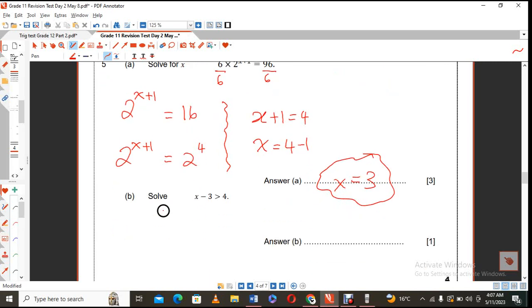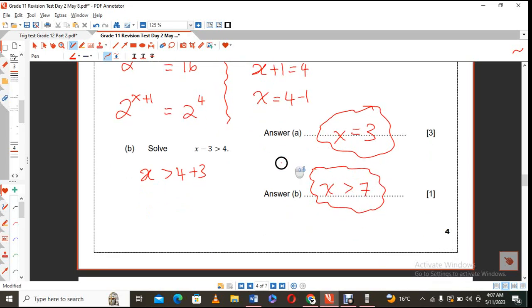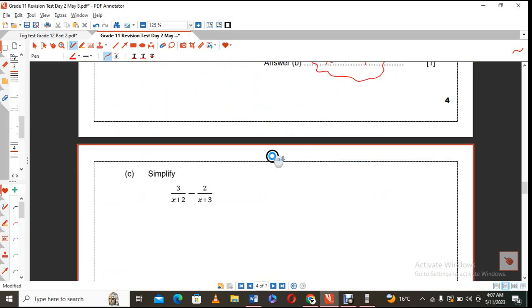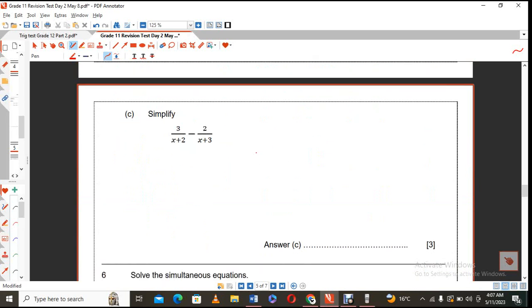Part B, there is nothing that you have to really concern yourself with. Just remember that this is not an equation but an inequality, and you are not allowed to put equal signs there. Part C, you need to simplify.